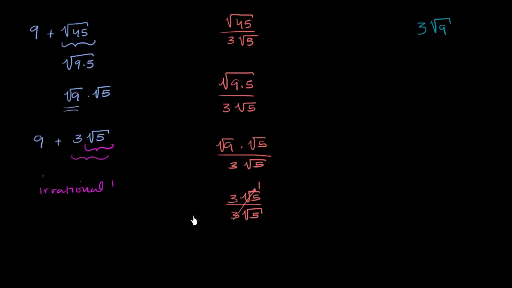Or you could view it as 1 over 1. And 1 is clearly a rational number. You could write it as 1 over 1, 2 over 2, 3 over 3, really any integer over itself. So this is going to be rational.